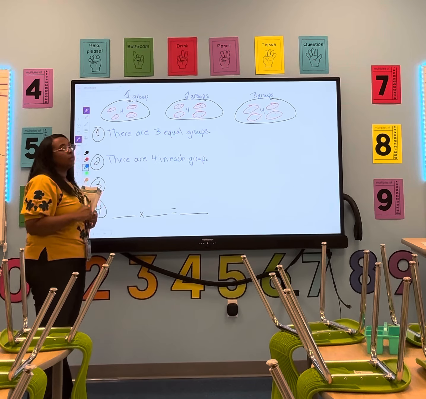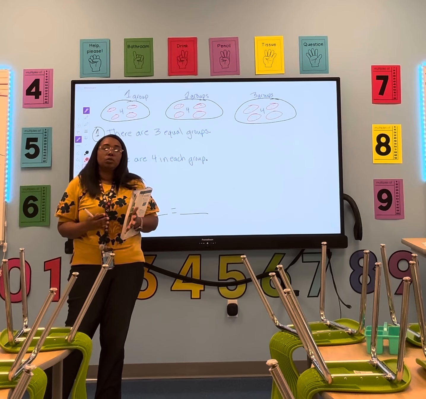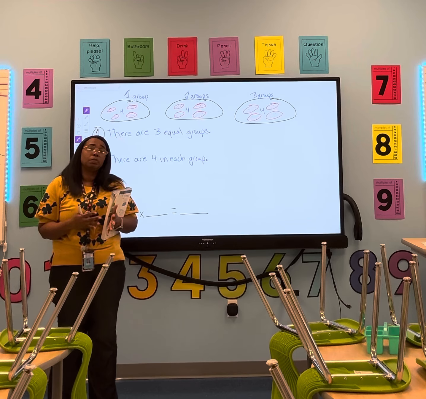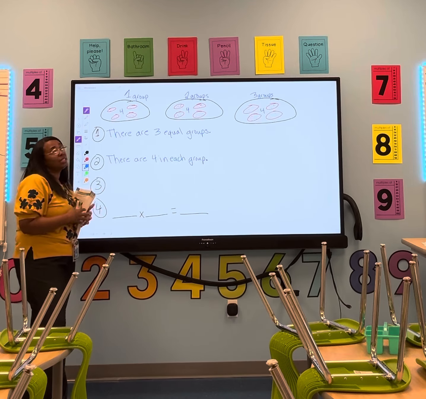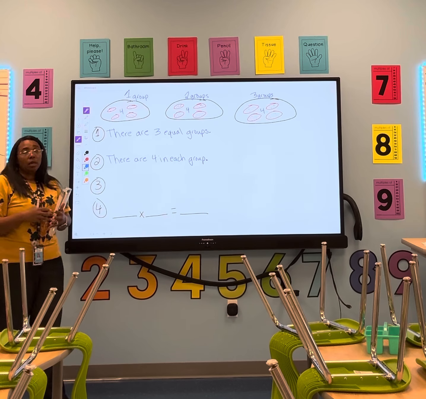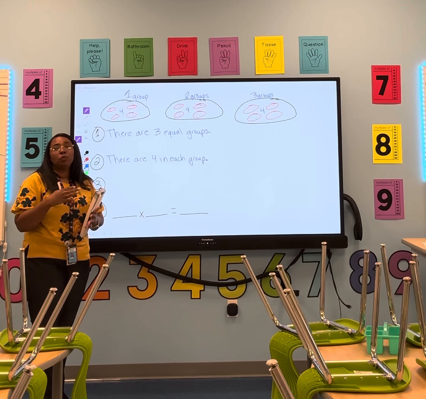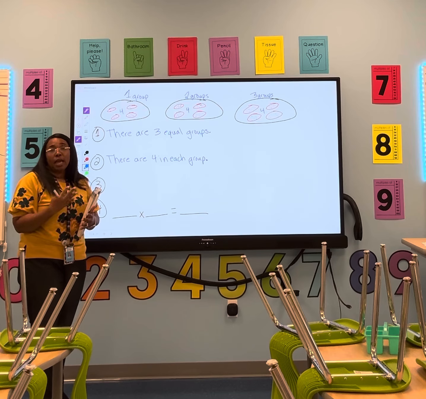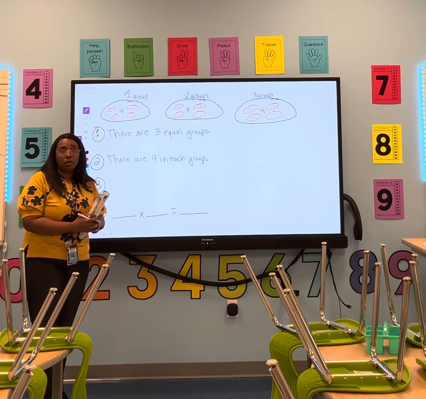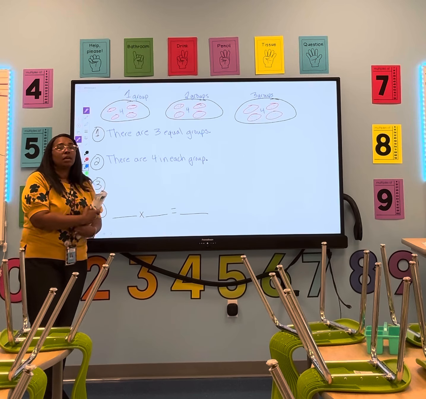When you're doing equal groups, the reason we call them equal groups is because the groups need to have the same amount. If they don't have the same amount, they cannot be called equal groups, and we cannot use that as a multiplication equation. So every group has to have the same amount.